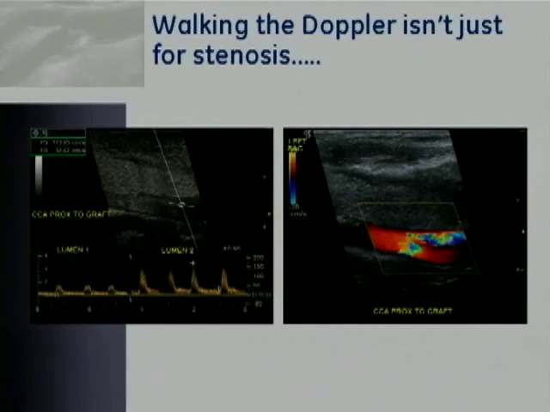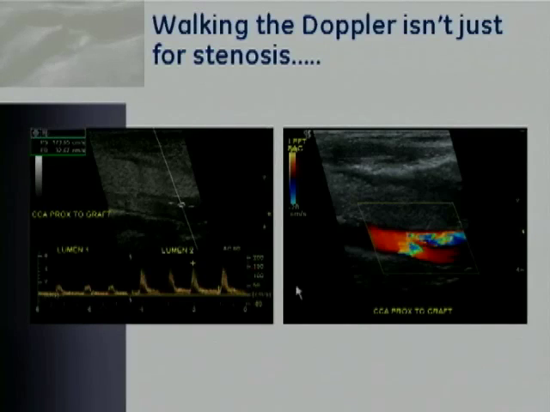Now, there are times when you want to keep the sample volume very small, and an example would be a case of a dissection. One of the things we're trying to prove when we suspect that there is a carotid dissection or a dissection anywhere in the body is that we have two different waveform patterns and two different lumens, and we're not dealing with some kind of artifactual echo.